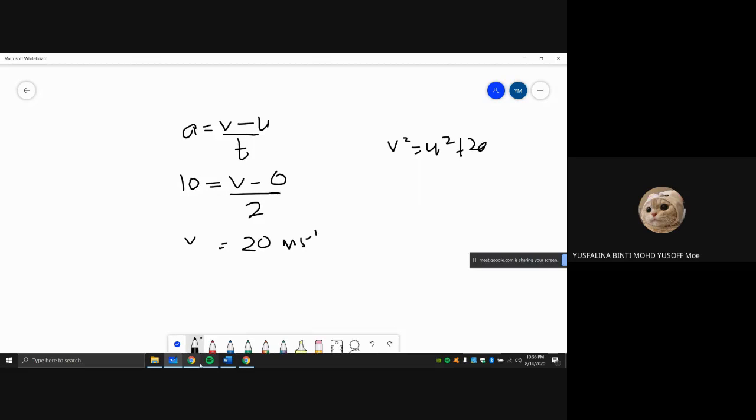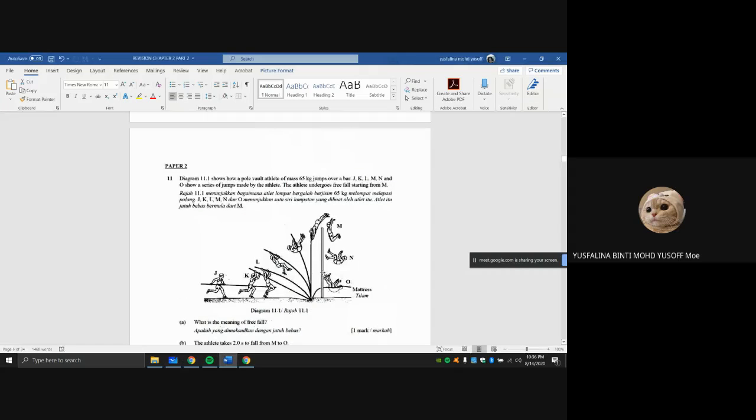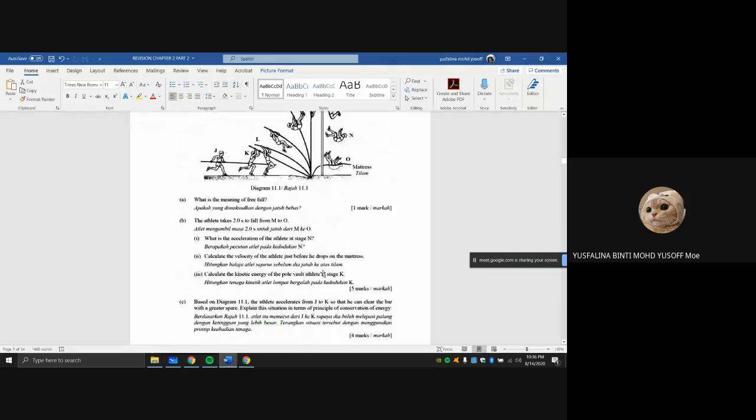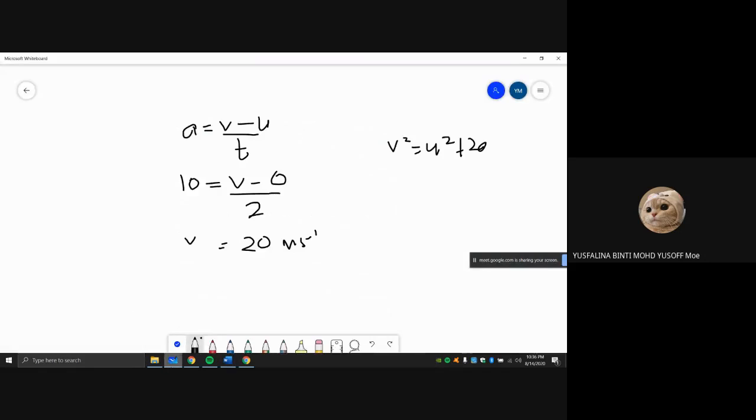Wait, does it give you S? No, it didn't give you height. So we cannot use V squared equals U squared plus 2AS, because the question does not give you S here. So you can only use this one.